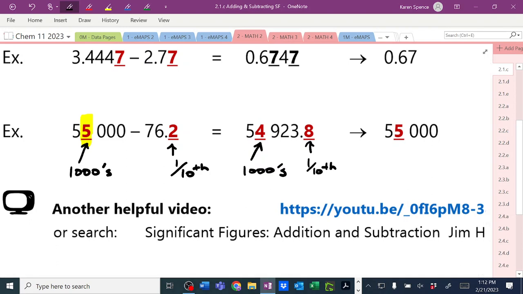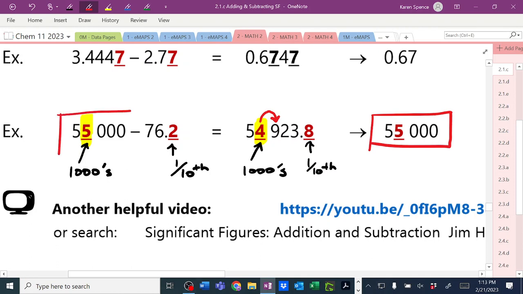So we did our subtraction. We started with 55,000 and we ended up with 54,923.8. But our first uncertain digit is in the thousands position, so we need to round to the thousands position. So we look to the right and that rounds us back up to 55,000, which is basically what we started with, even if we hadn't subtracted the 76.2.